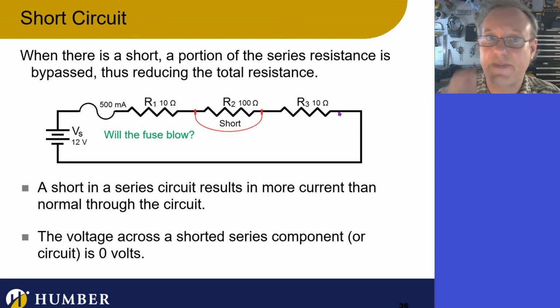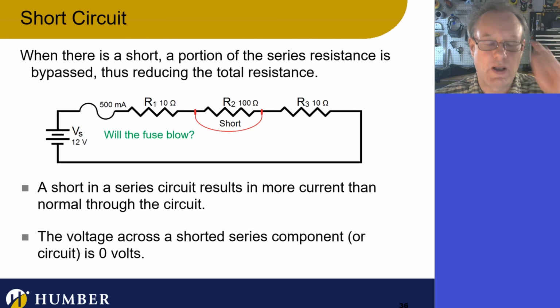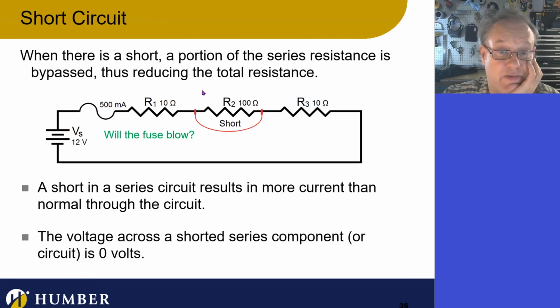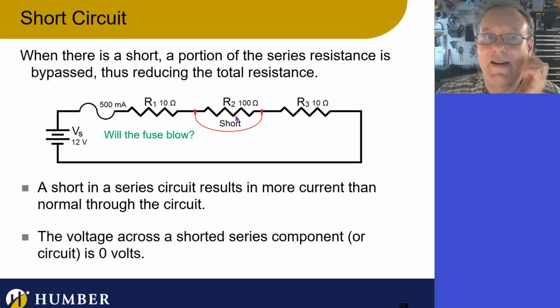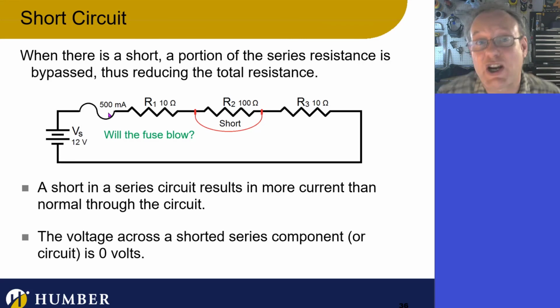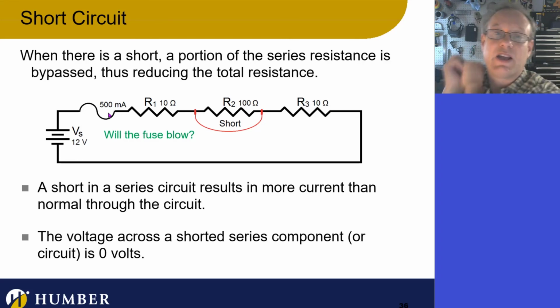But now that I've got this short in here, the total resistance of this circuit is 20 ohms. So I'm going to go 12 divided by 20, and that's going to be 600 milliamps. Uh-oh. Yeah, the fuse is going to blow. So shorts are not a good thing. But hey, maybe fuses are a really good thing. Yeah, dude. So we need to put fuses into circuits because things go wrong with circuits and we get shorts.